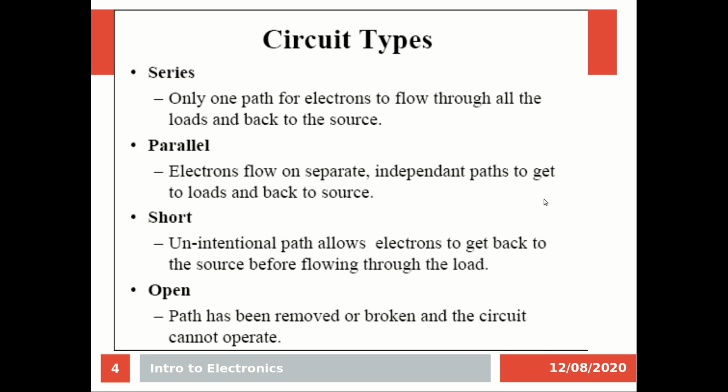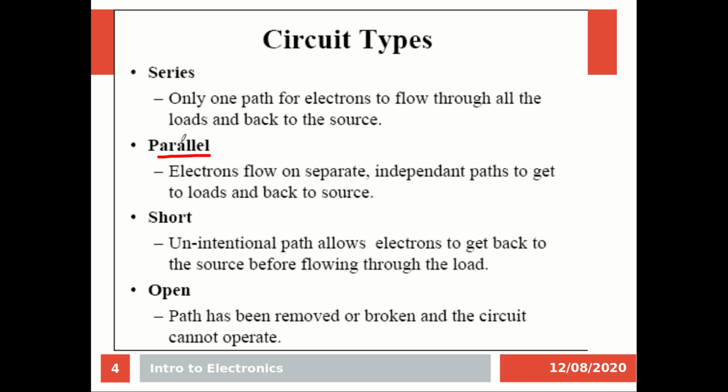The types of circuits: all circuits have to follow one of these types. One is series circuits. Series has only one path for electrons to flow from the source to the load and return back to the source. Then there is the parallel circuit, and there is a series and parallel combination of both. In parallel, electrons flow in separate, independent paths parallel to each other to get to the loads and then back to the source.